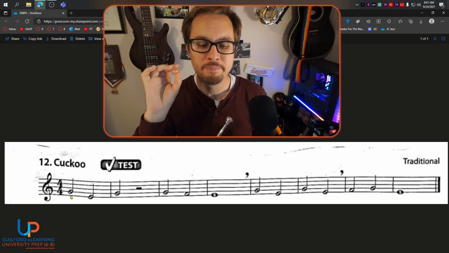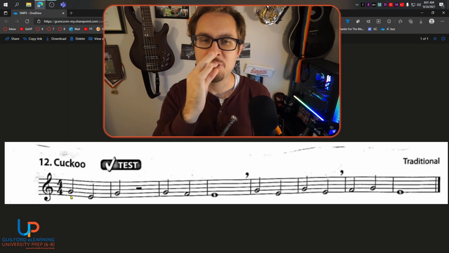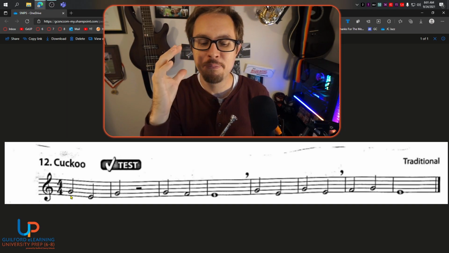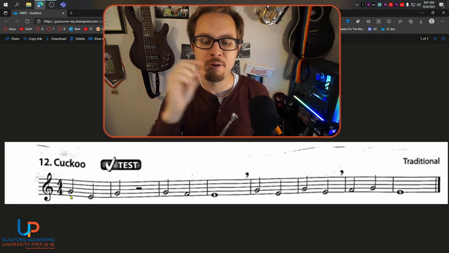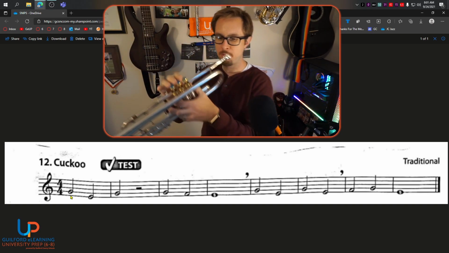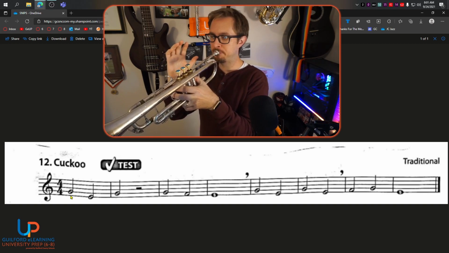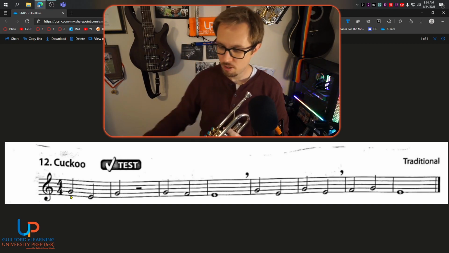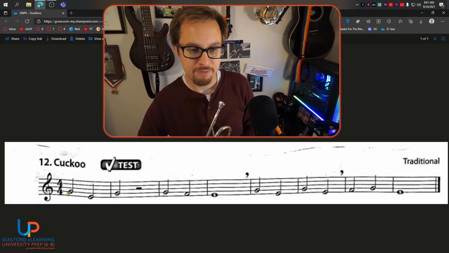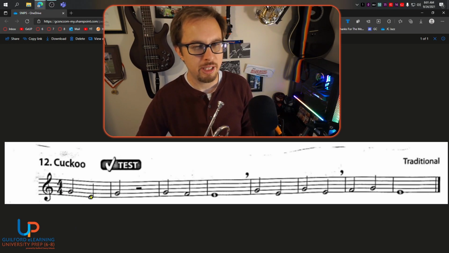Firm-ish lips. And when you go to blow, it's coming through the center of the lips. Squeeze them right in the center to try to make that note speak out. Like that. Okay. So now, if that G is happening for you, great. If it's not happening, keep working on it. Keep going with the lesson, though.